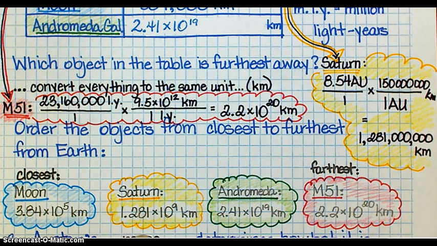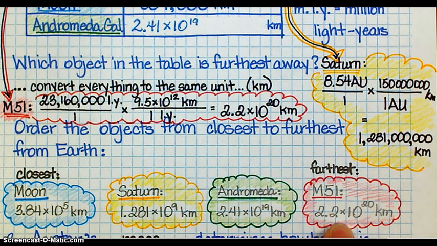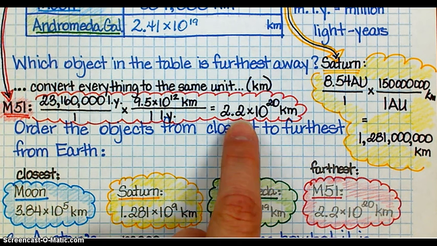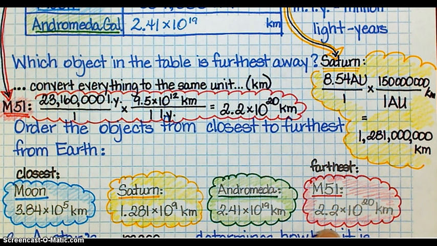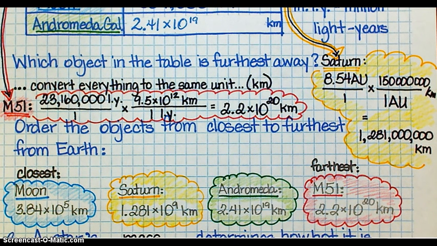Saturn is going to be 1.281 times 10 to the 9th kilometers. Andromeda Galaxy is 2.41 times 10 to the 19th. That came straight from the table because we didn't have to do any conversion on that one. And then remember, Galaxy M51, also known as the Whirlpool Galaxy. We had to convert that, and when we did, we got a whopping 2.2 times 10 to the 20th kilometers. It's a long way away, okay?